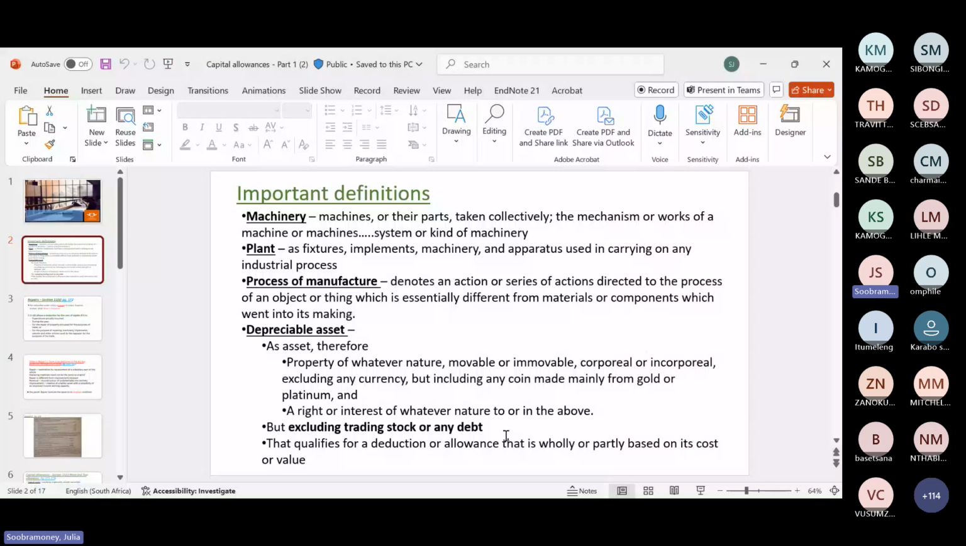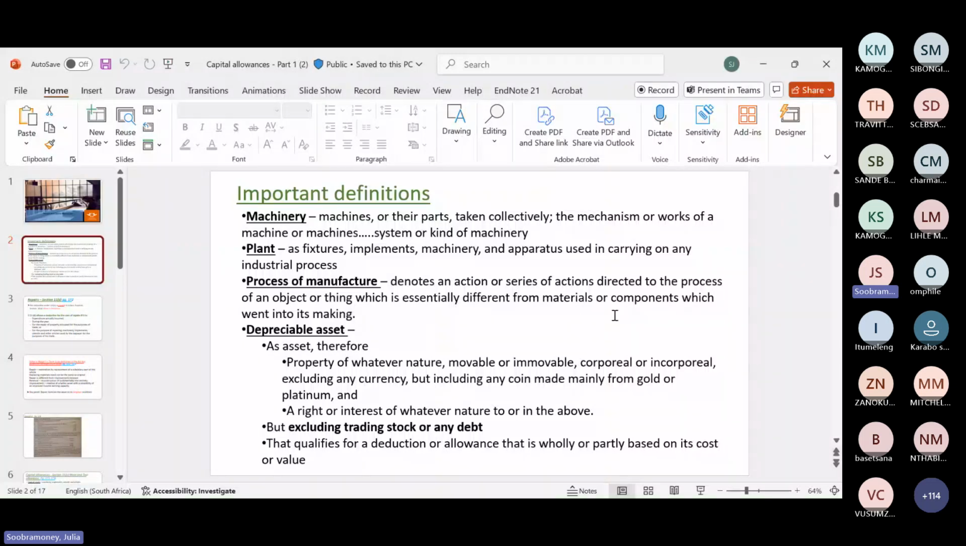Then it says it qualifies for a deduction or an allowance that is wholly or partly based on its cost or value. So very important, there has to be a value to the asset or a cost price. This is just general definitions, and I'm sure by the end of this class, even by the end of the slide, you will all understand what it means. You have come across it through your years of studying.